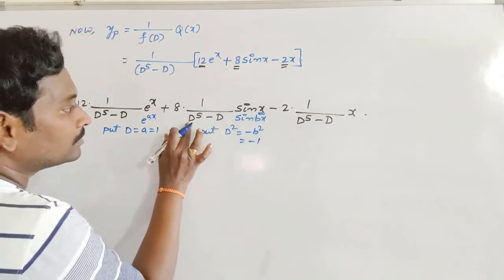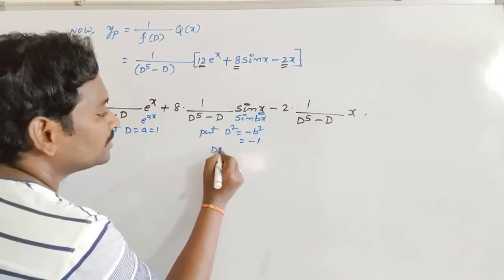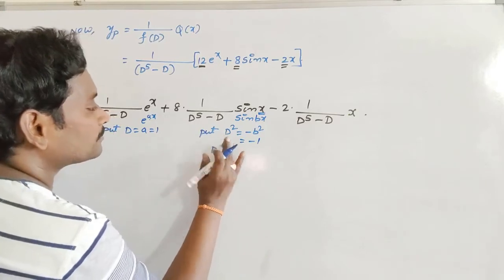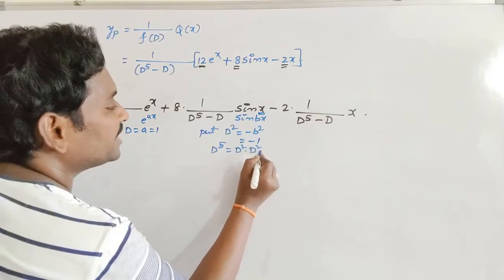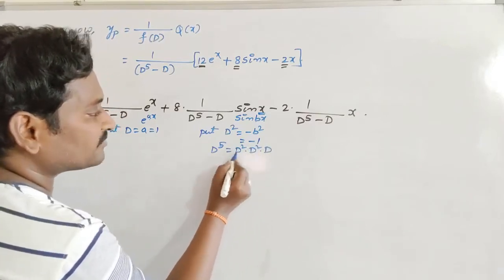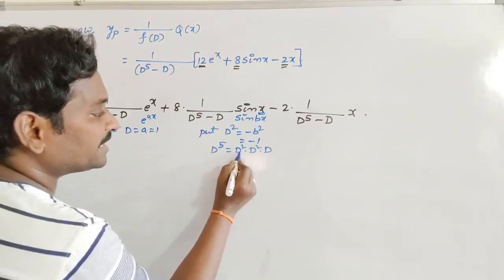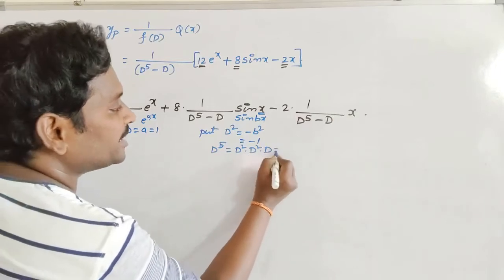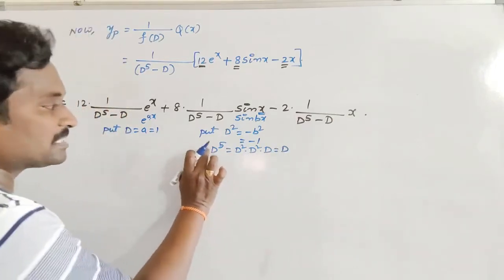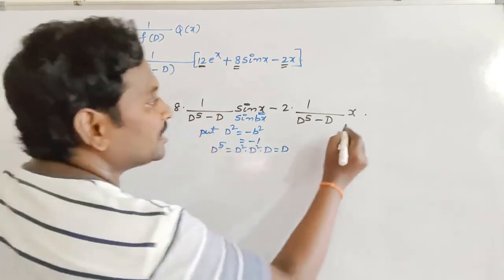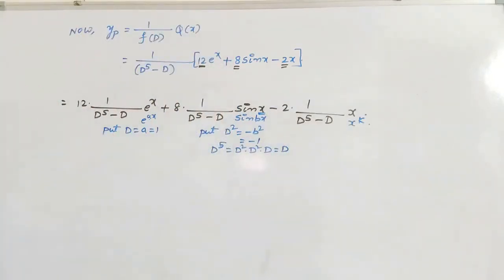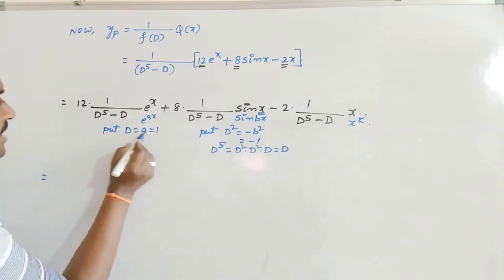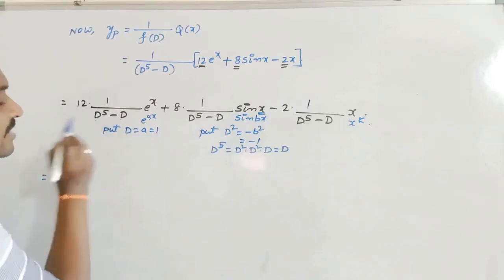But here we have D power 5. So D power 5 can be written as D square into D square into D. D square is minus 1, D square is minus 1. So minus into minus is plus 1, into D. Here we have to replace D power 5 is equal to D. Here it is in the form of x power k. Okay. See here, by replacing D is equal to 1 here, you will get 1 minus 1, 0.